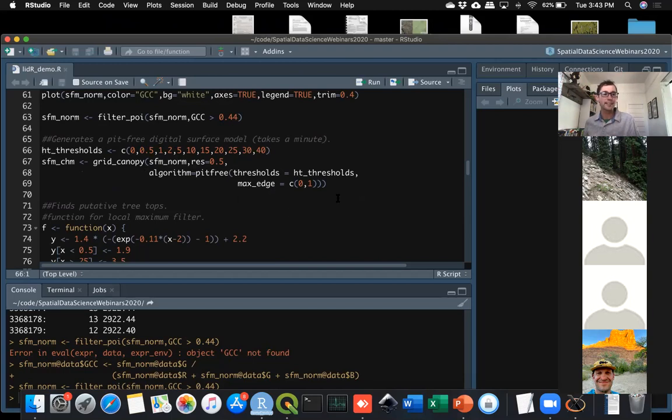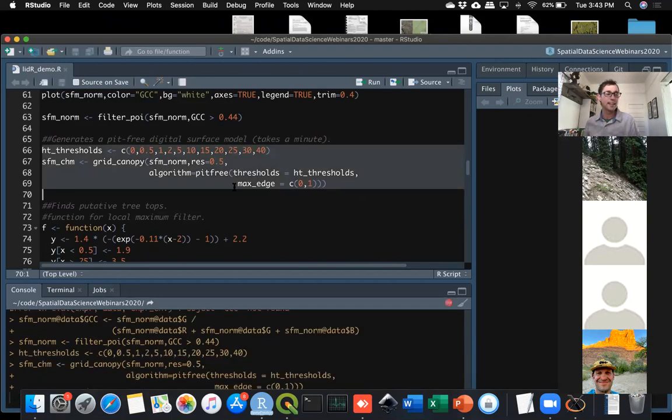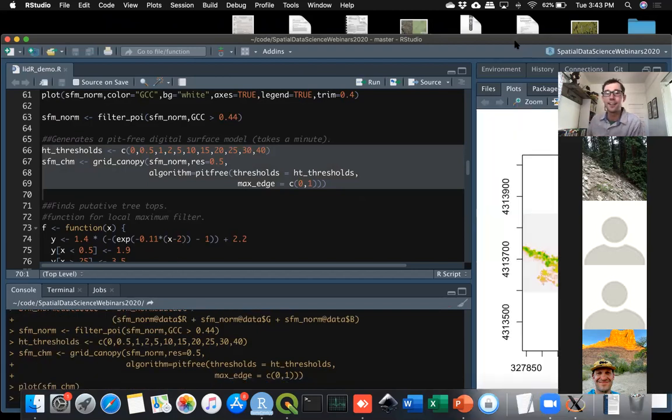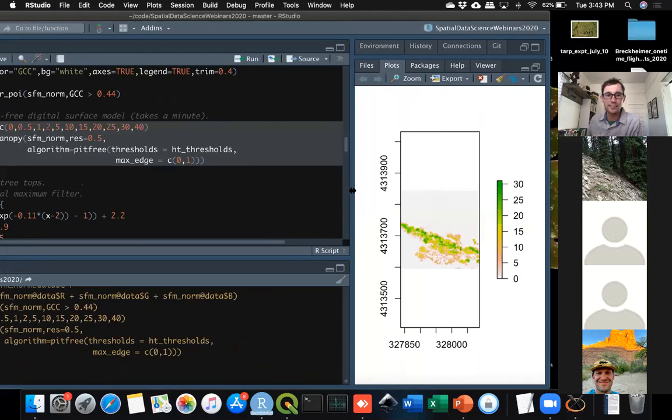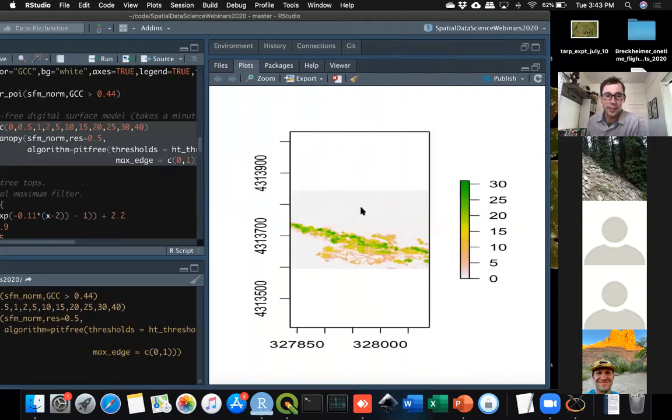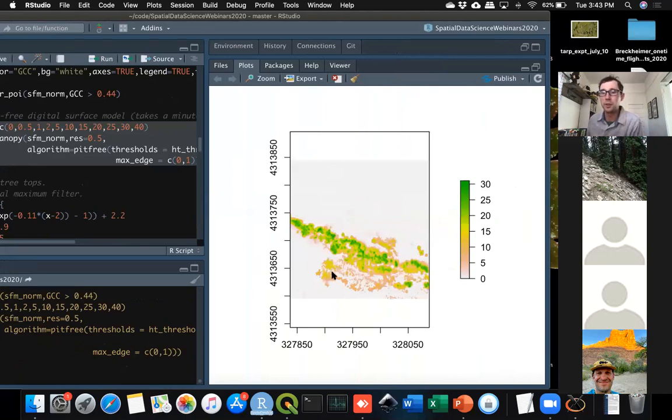And if I run that, it's going to take a little bit of time. But after that, we've got a raster data set that represents the height of the canopy surface. So if I plot SFM CHM, then that gives me a pretty nice looking raster data set where we can see the tops of the individual trees. And we're minimizing the influence of some of the photogrammetric noise and the gaps that are induced by shadows and things like that.